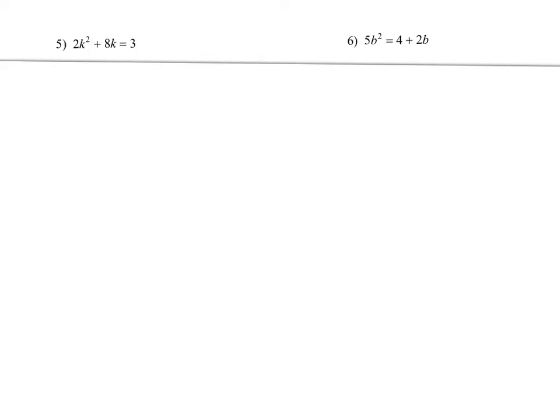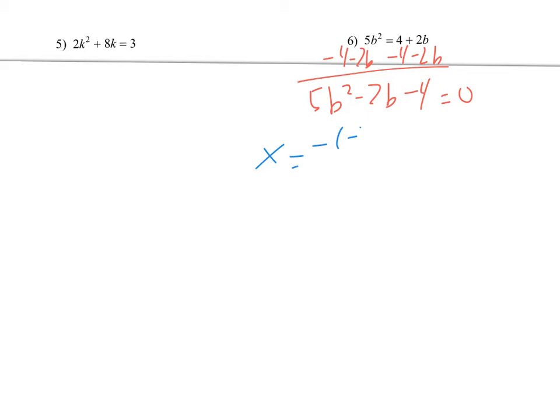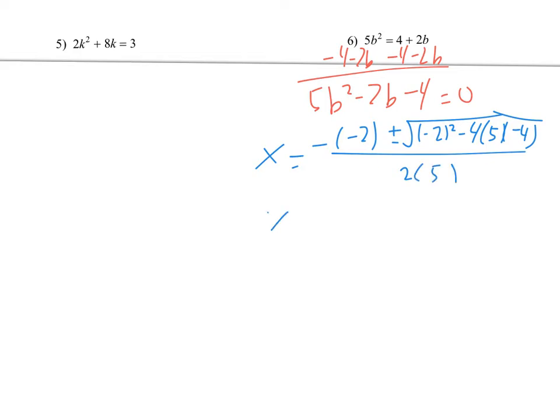All right, next up we got number 6 here. So I'm going to first get one side to 0. So I'm going to subtract this stuff over. I'm going to put it in the usual form. So 5b squared minus 2b minus 4 equals 0. So now we can use the quadratic formula. So we'll do x equals negative 2. So that's negative b. Plus or minus the square root of negative 2 squared, b squared minus 4ac, all over 2 times a.